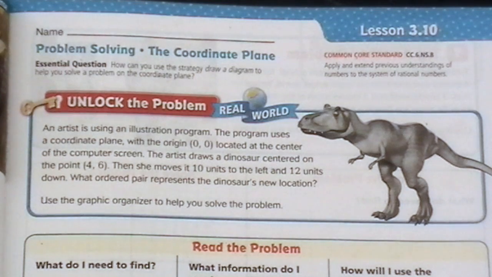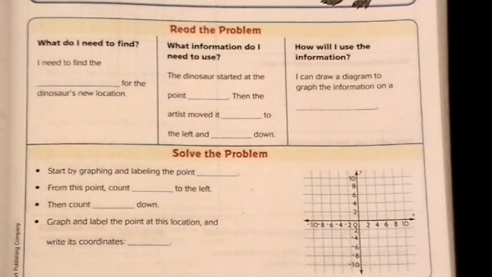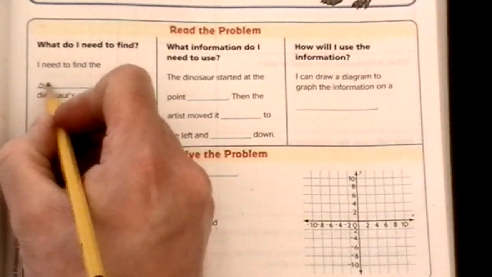I'm going to slide my textbook up here, and I'm going to refer back to the problem. So you may need to look back up at the paragraph to find some of the information that we're going to go over, but I'm not going to recenter the book, so fair warning. Okay, so what do I need to find? I need to find the dinosaur's new location. I need to find the ordered pair.